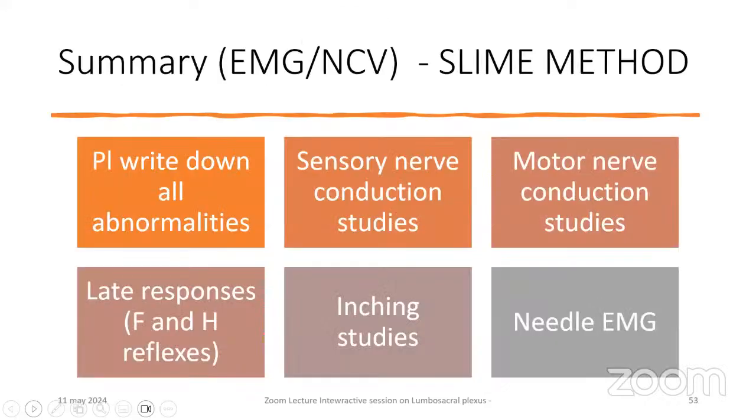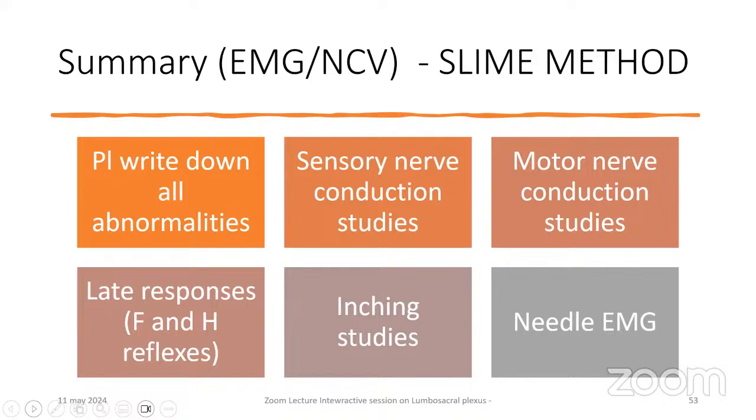So summary and EMG and NCV, please write down all the abnormalities which we have to test. What do the sensory nerve conduction studies show? What do motor nerve conduction studies show? What is F? What is H? So we may have to see a bit of these.